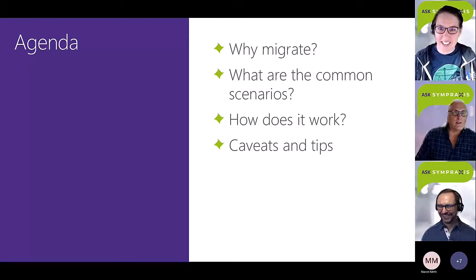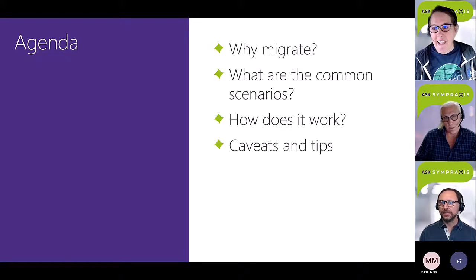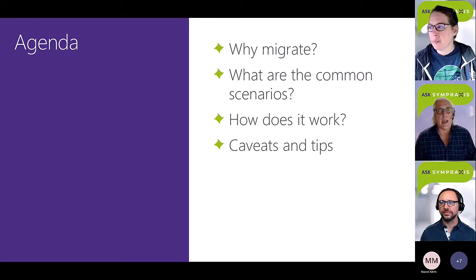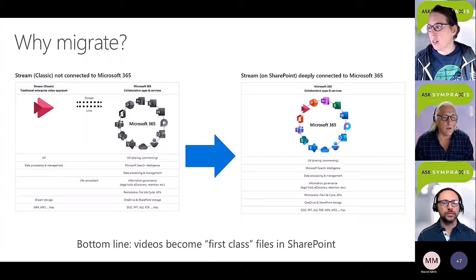So we're going to talk about a few things about this concept of migrating from Stream Classic into Stream in SharePoint. The first being, well, why would you even do this? What some common scenarios might be, some things that we've run into as we've done this with clients that are worth thinking about. How does it work? How do you actually make this thing happen? And then based on some of our experience with it, what are some caveats and tips that we've learned that might help you?